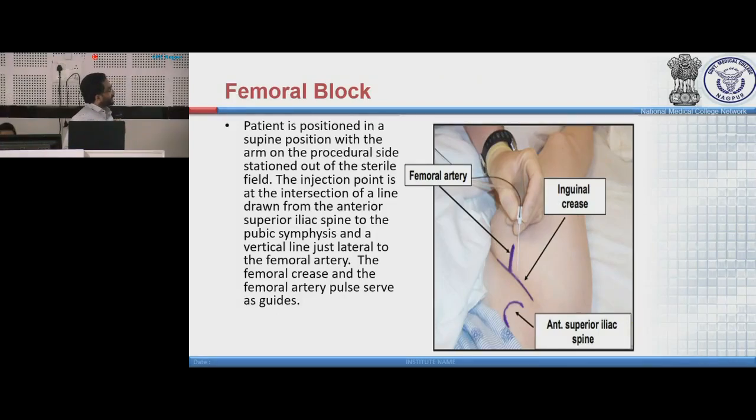Femoral block we can give PNS guided and ultrasound guided. PNS guidance landmarks are anterior superior iliac spine, ASIS, and pubic symphysis. Draw a line from ASIS to pubic symphysis, palpate the femoral artery, 1 to 1.5 centimeter lateral to the femoral artery, mark the point, then 1 centimeter below the inguinal ligament, mark the point. The needle entry point is 1 centimeter below the inguinal ligament and 1 to 1.5 centimeter lateral to the femoral artery. Direction of the needle is 40 to 60 degrees towards the cranial.